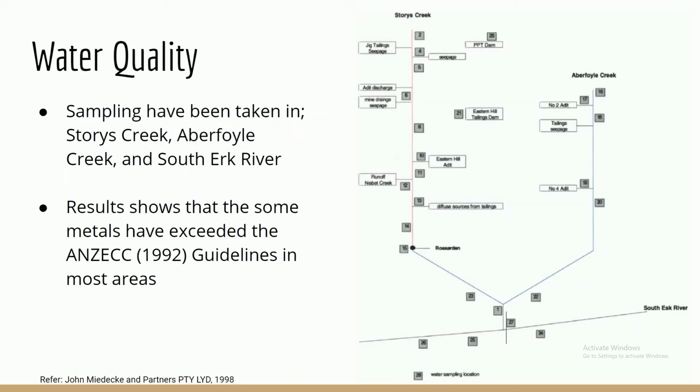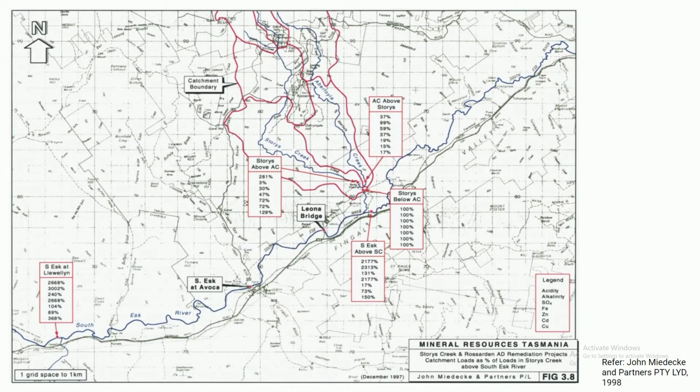Water quality has been sampled at various parts of Stories Creek, Aberfoyle Creek, and South Esk River. Each sampling has shown that various metals had exceeded ANZECC guidelines, though cadmium had exceeded in each sampling location. As shown in this figure, estimated loads of metals, acidity and alkalinity in Stories, Aberfoyle, and South Esk are measured as a percentage of Stories Creek above South Esk River.